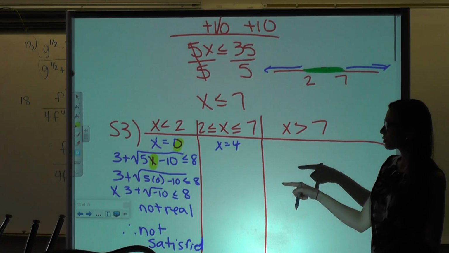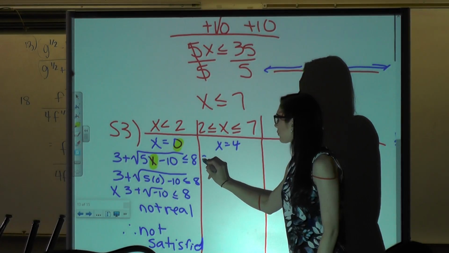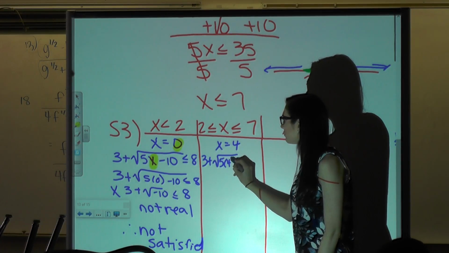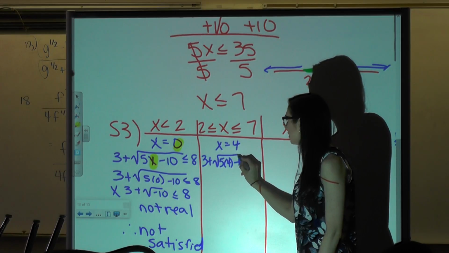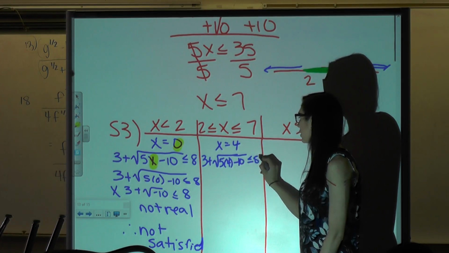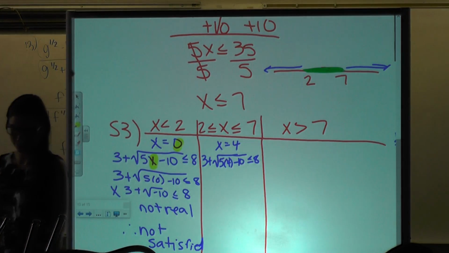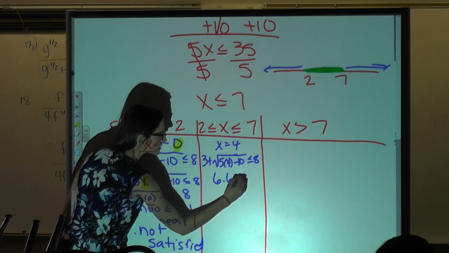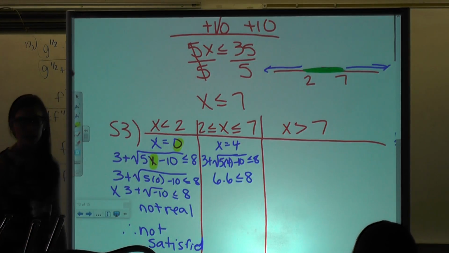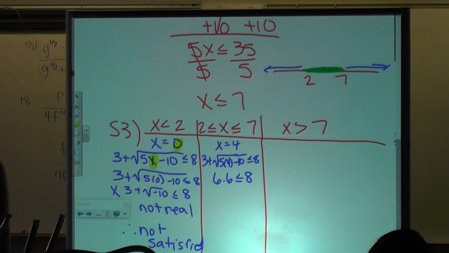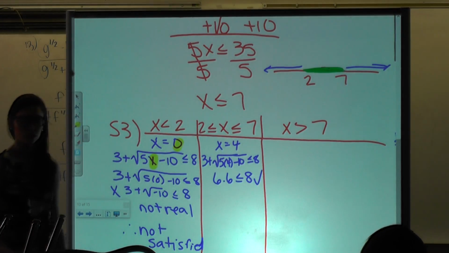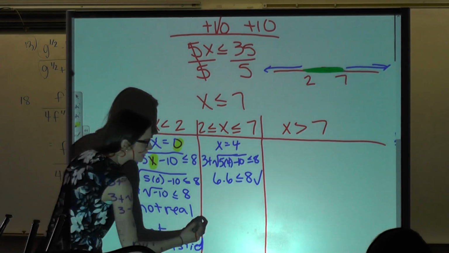Wherever you see x, you're plugging in 4. So you have 3 plus the square root of 5 times 4 minus 10 is less than or equal to 8. Type that in your calculator and you're going to get 6.6 is less than or equal to 8. Is that true? Is 6.6 less than or equal to 8? Yes. This works, so the inequality is satisfied.